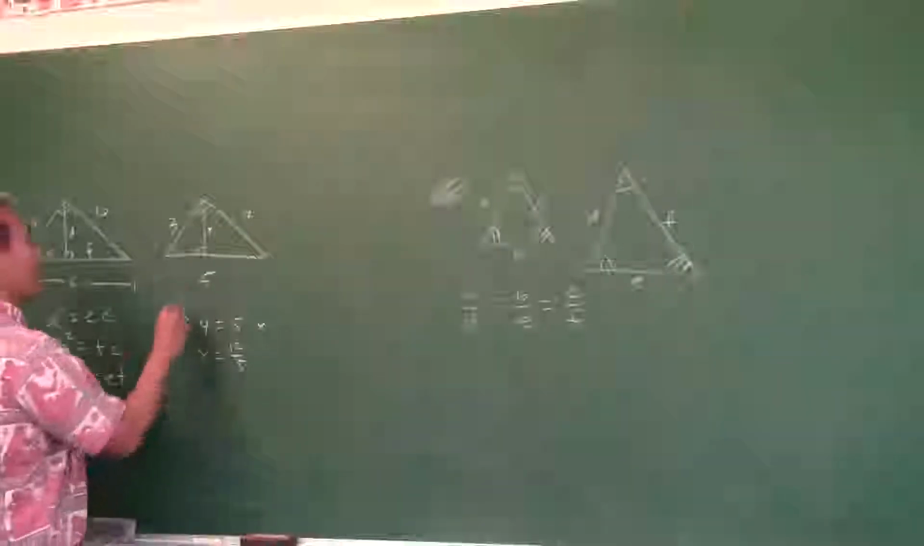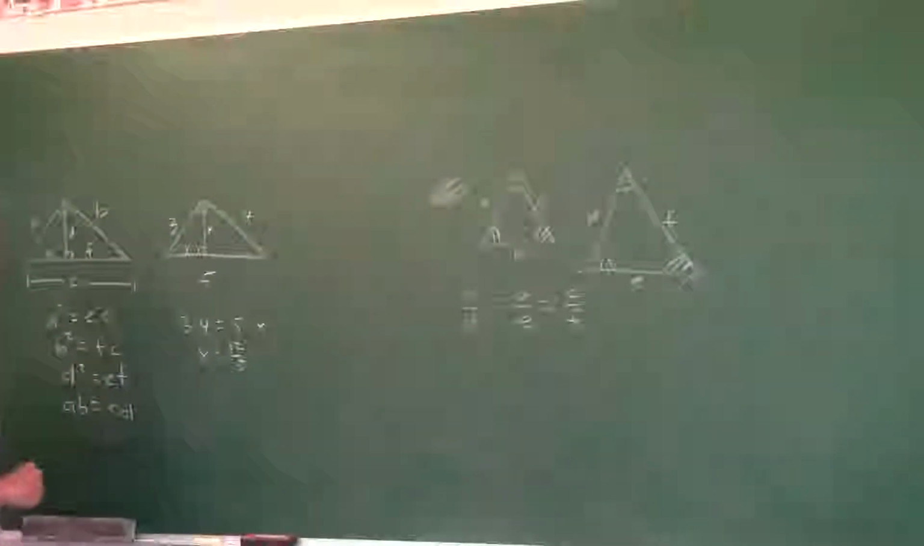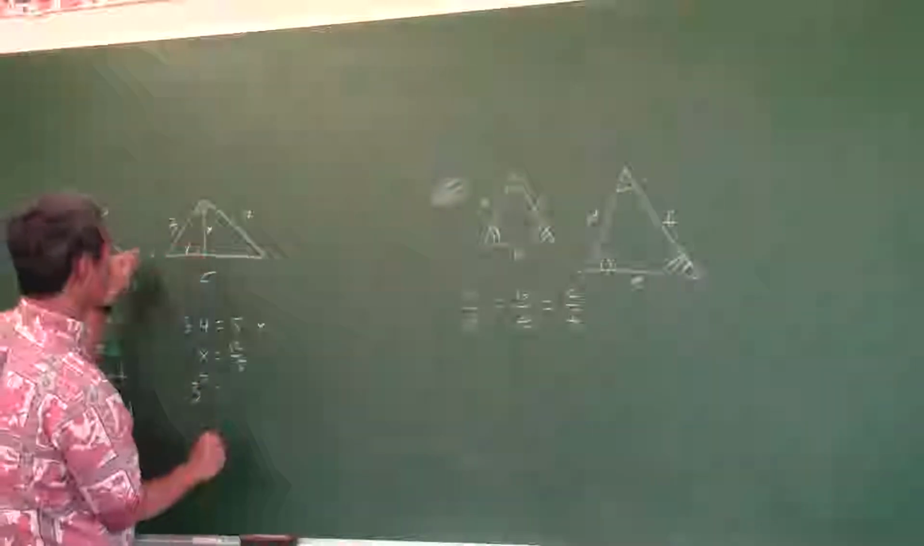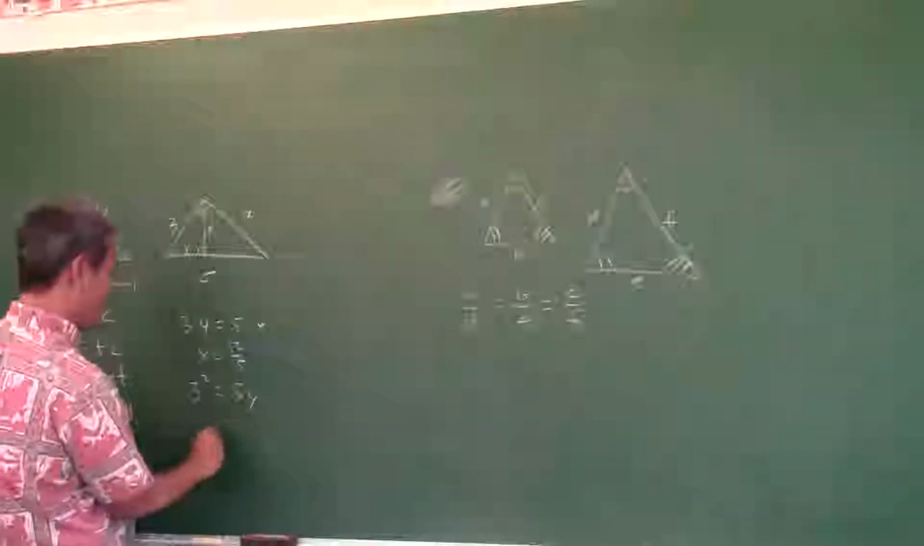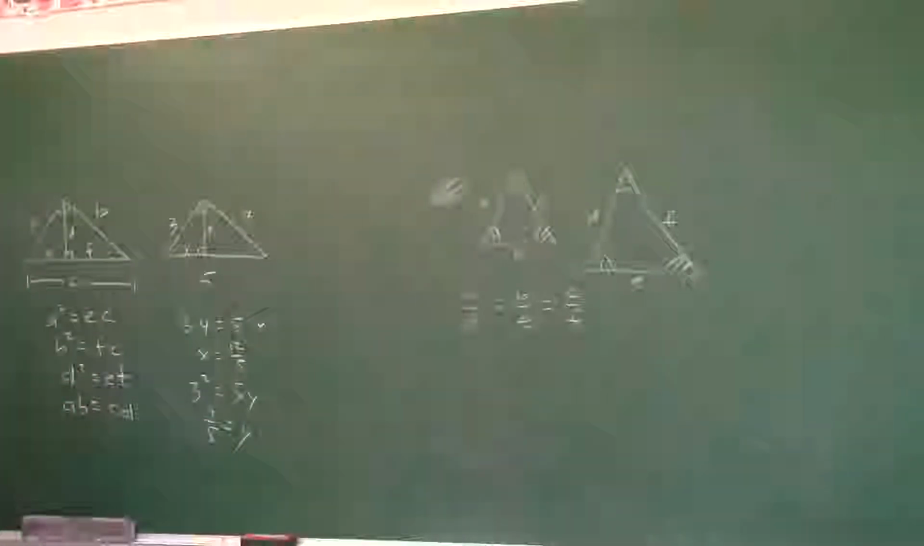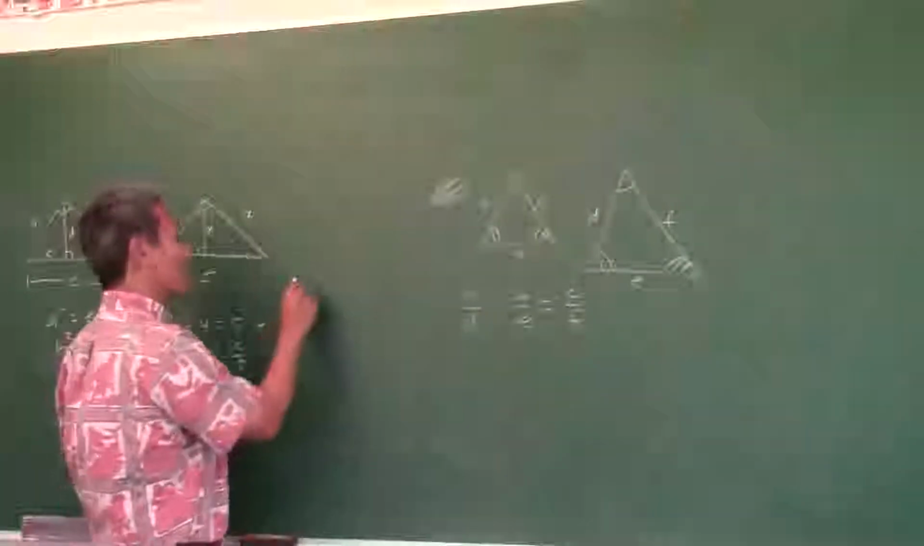Now, how do you find y here? Well, 3 squared is equal to y times the whole thing. So that's 5y. So therefore, y equals 9 fifths. See, so if you have these things at your fingertips, it makes life a lot simpler. And then, of course, the angle bisector theorem.